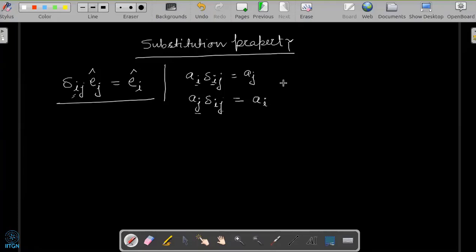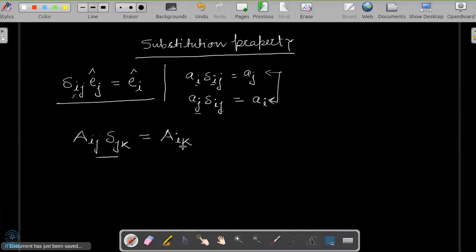Here I want to make it clear that the order of the canonical delta in the expression will not affect the result. Whatever the substitution property is doing, the dummy index will get substituted by the free index. That will happen here as well. Now if, let's say, you have the expression a_ij and delta_jk, then by using the substitution property this can be written as a_ik. So this j is not there in the final result.